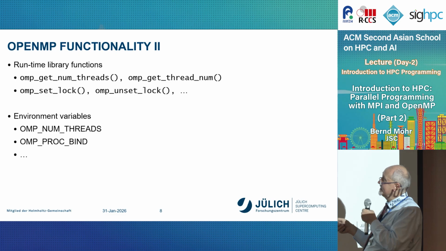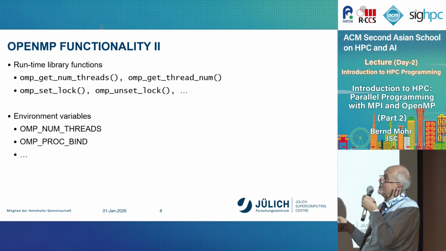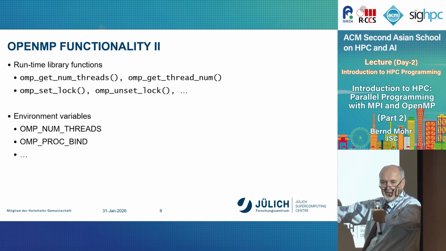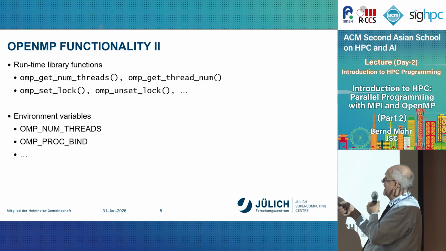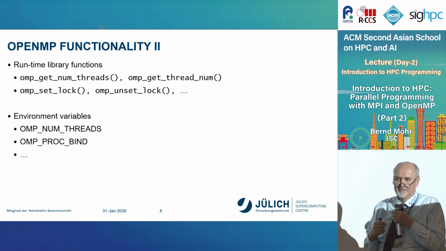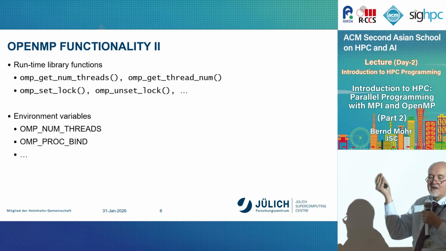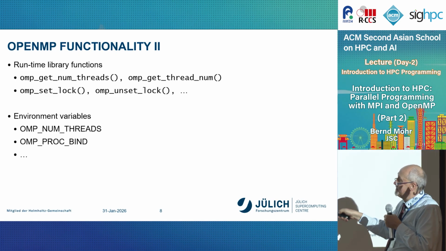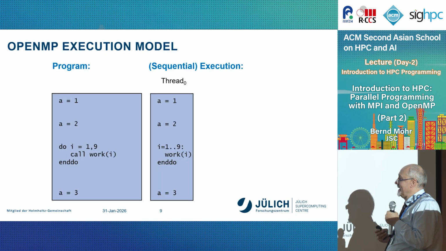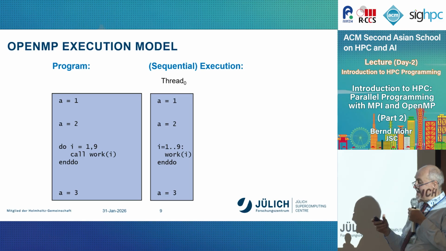There are two functions, which are basically the comm size and comm rank. One is OMP get num threads, which gives you the number of threads in your current run, and OMP get thread num is basically your number. Yeah, it's like the rank. And then there are some environment variables and so on. Okay, so now this is the main slide to explain how it works.